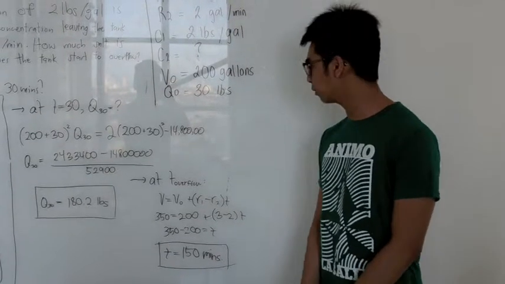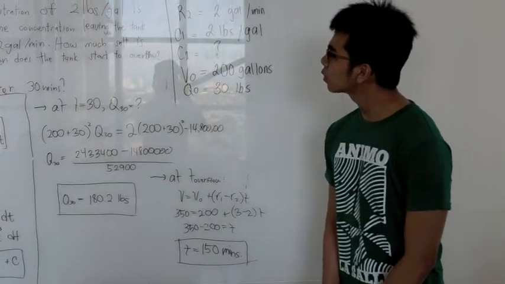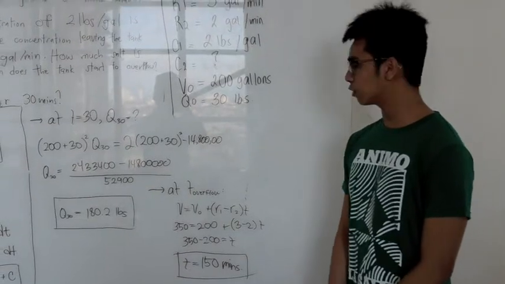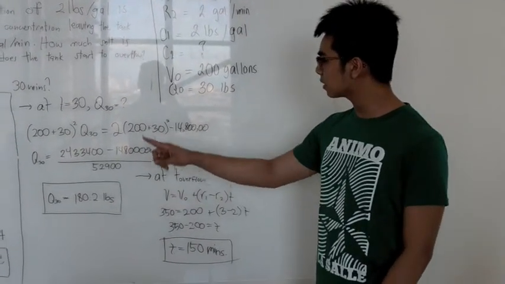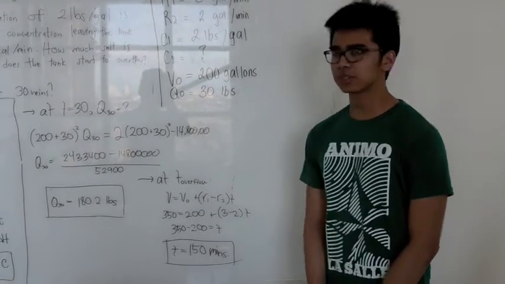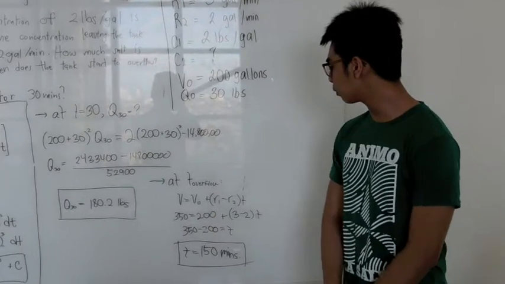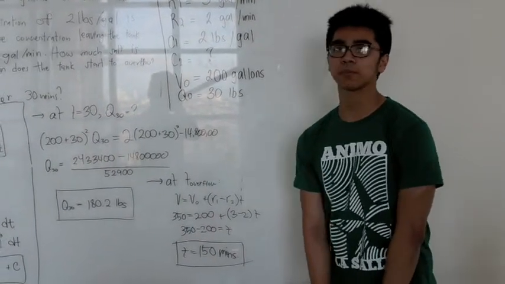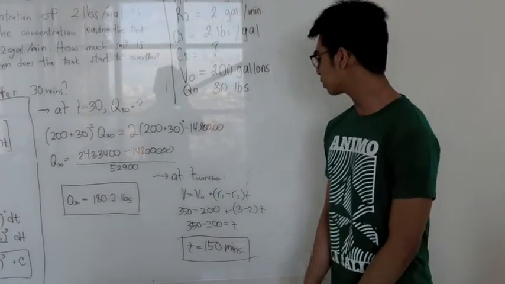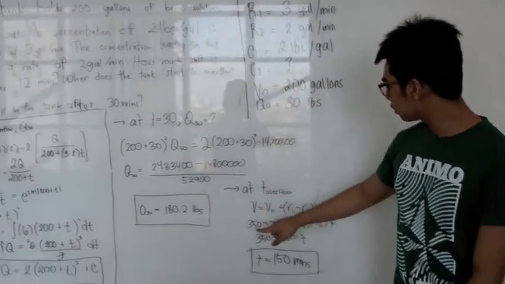For the last part, we will solve for the t overflow. So when does the tank start to overflow? To solve this, we will use the equation V, which is the capacity of the tank, equal to V0, which is the volume when time is equal to 0, plus the quantity R1 minus R2 times t. To solve this, it is simple. We will just substitute the given 350 for V.